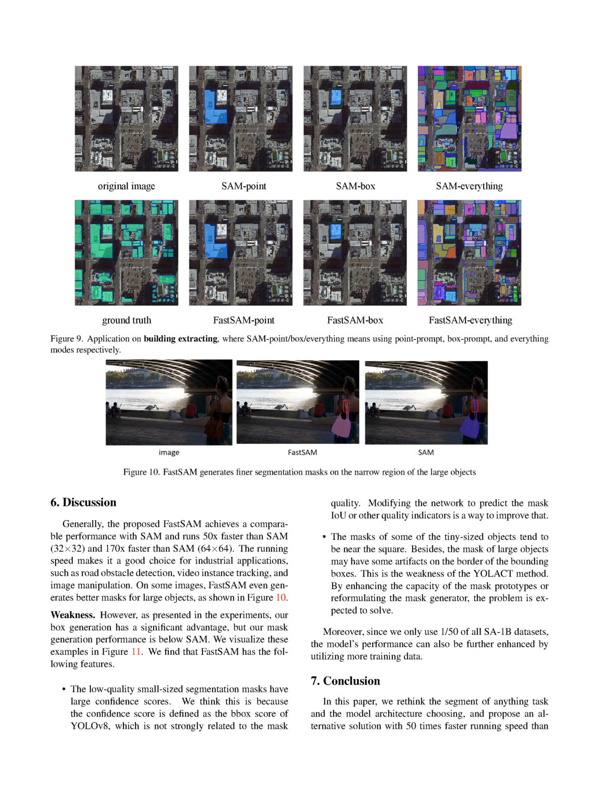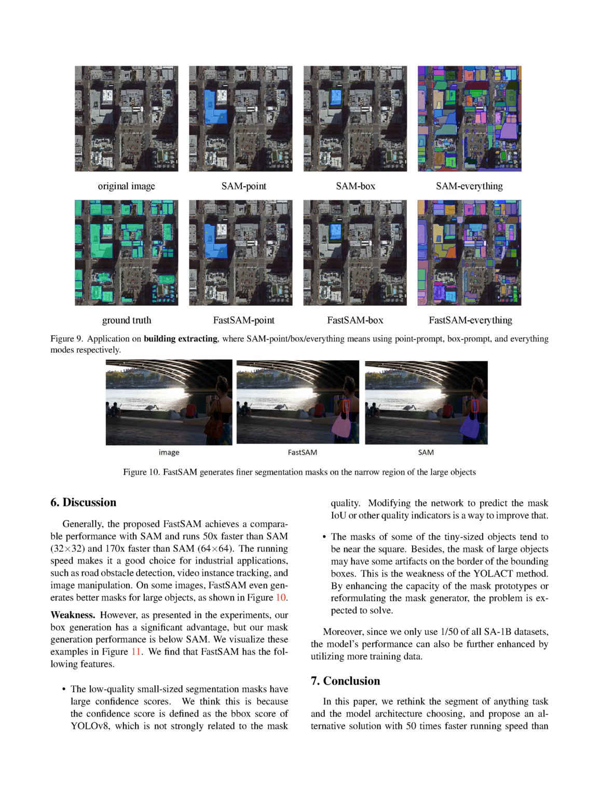While our box generation showed a significant advantage, our mask generation performance was not as strong. We illustrate this with examples in the figure. Specifically, we found the following characteristics in the FAST model. 1. Low quality and small-sized segmentation masks received high confidence scores. This can be attributed to the fact that the confidence score is defined based on the B-box score of YOLOv8, which is not strongly correlated with mask quality.